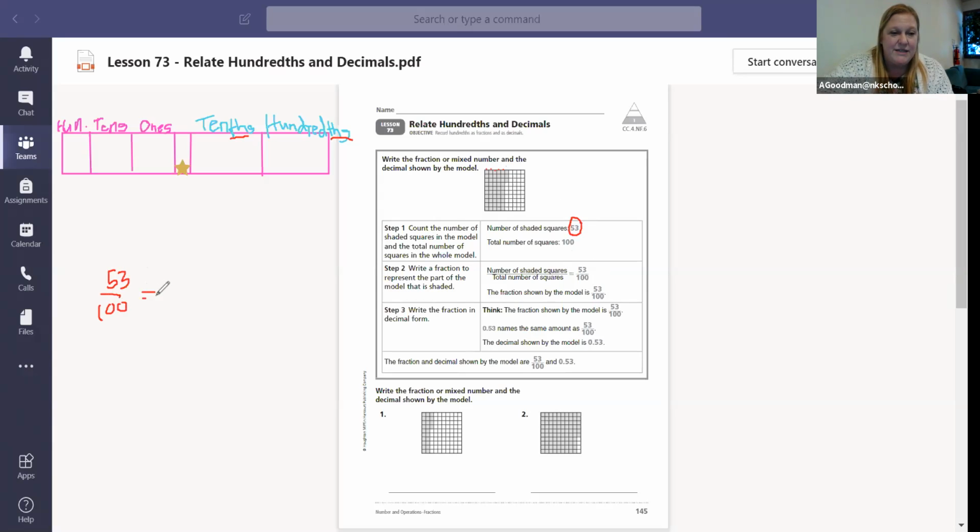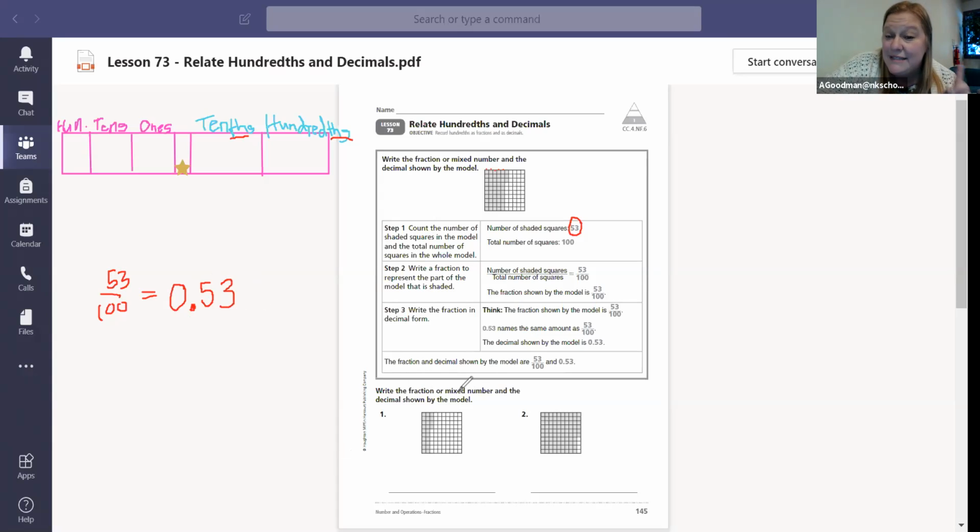When you write it as a decimal, we have 0 wholes. So when there's 0 wholes, we just write a 0. And here's our decimal. And then the 50, it's like 53 cents, right? So there's 5 tens, so 50, and 3 hundredths, 53 cents. It goes out to the hundredths place. Here's the tenths place, there's the hundredths place. All right, so 53 hundredths is the same as 0.53.